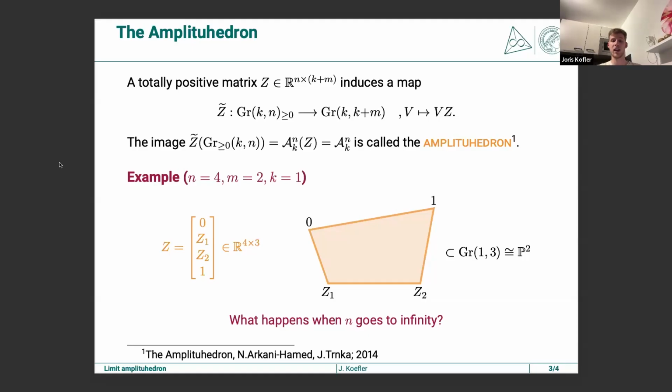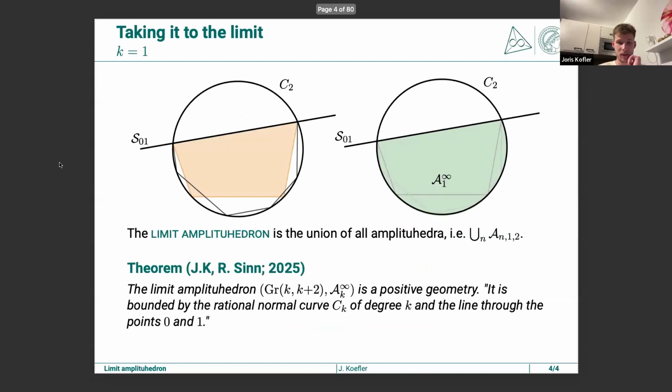Already in the original paper about the amplituhedron, Yara and Nima wondered what happens if you send those parameters to infinity. In particular, what happens if you send n to infinity? We set out basically to answer at least part of this problem, and I'm going to show you how to think of this on the next slide.